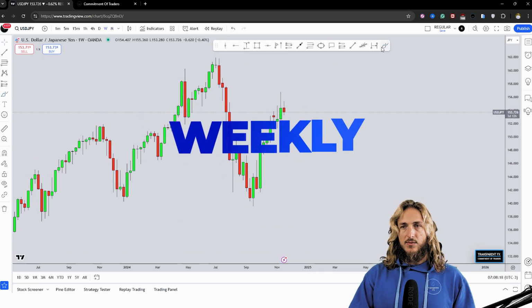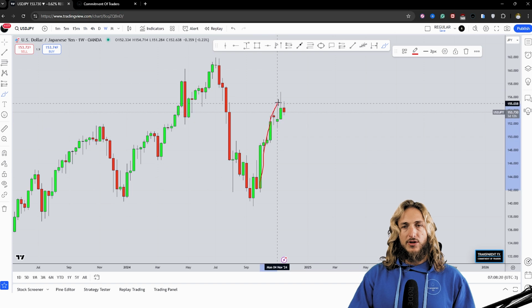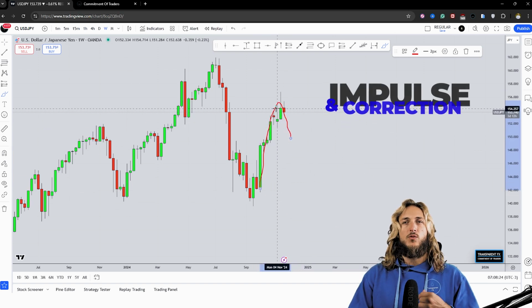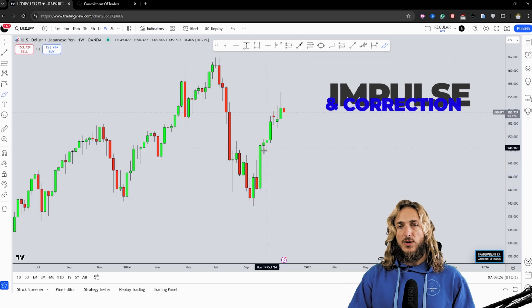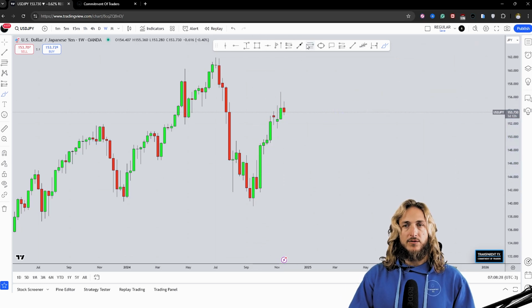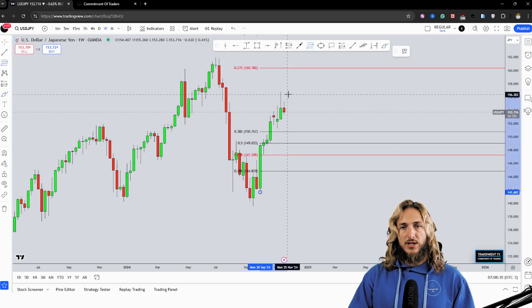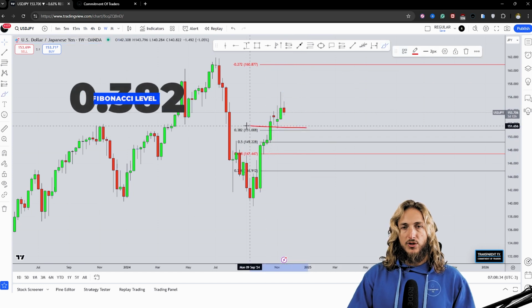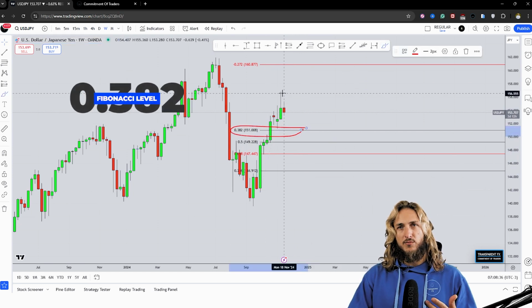Now, from a weekly standpoint, at the moment, the market seems overextended to the upside and in need of a correction. Now, after an impulse, if you want to measure the correction, you have to take your Fibonacci from the low to the high of the impulse leg. And if we do that, we can see how the market has not yet retraced to the 0.32 of the Fibonacci taken on the impulse leg.